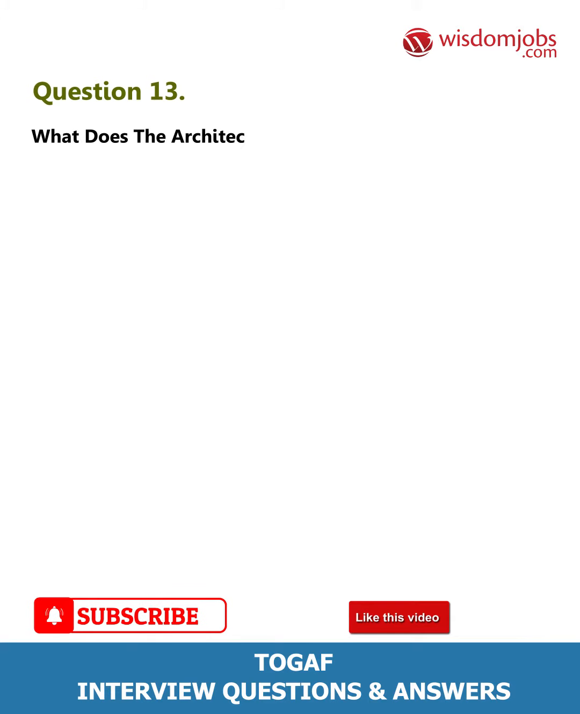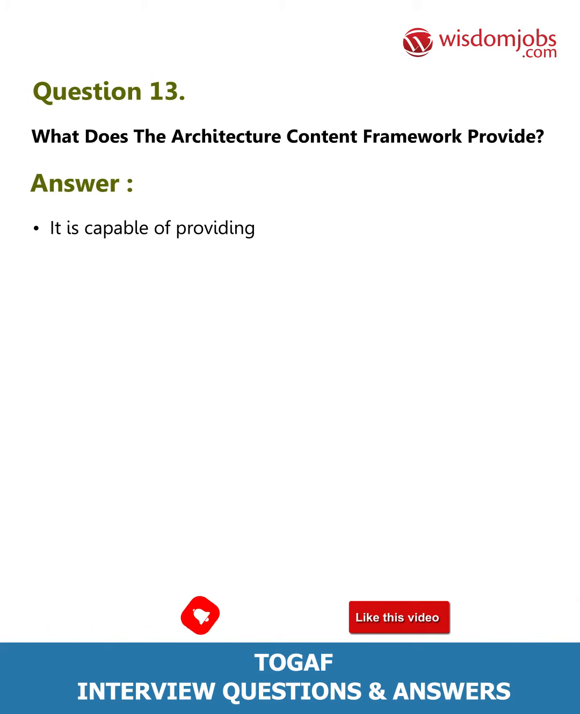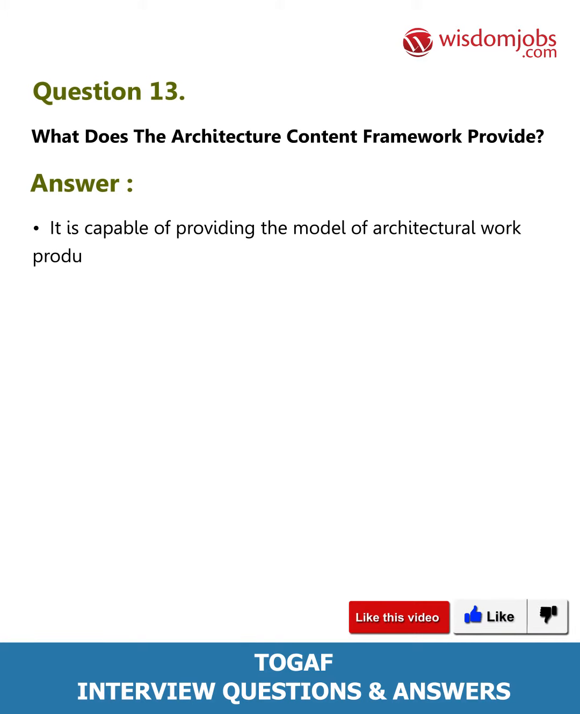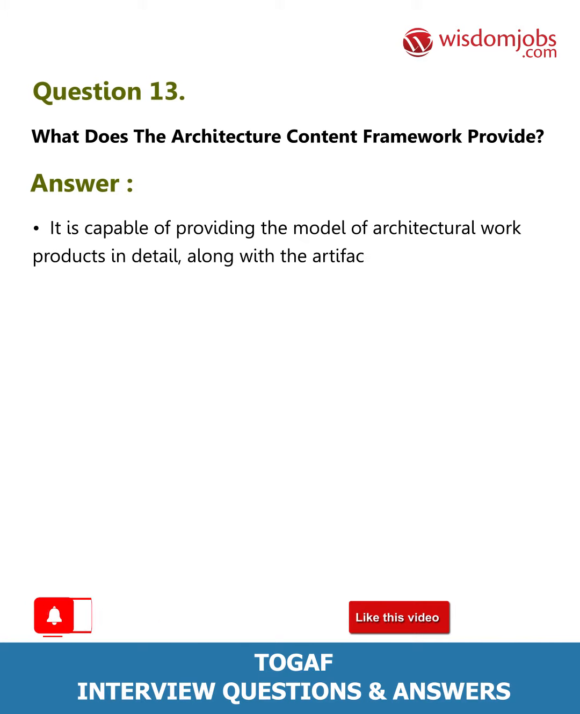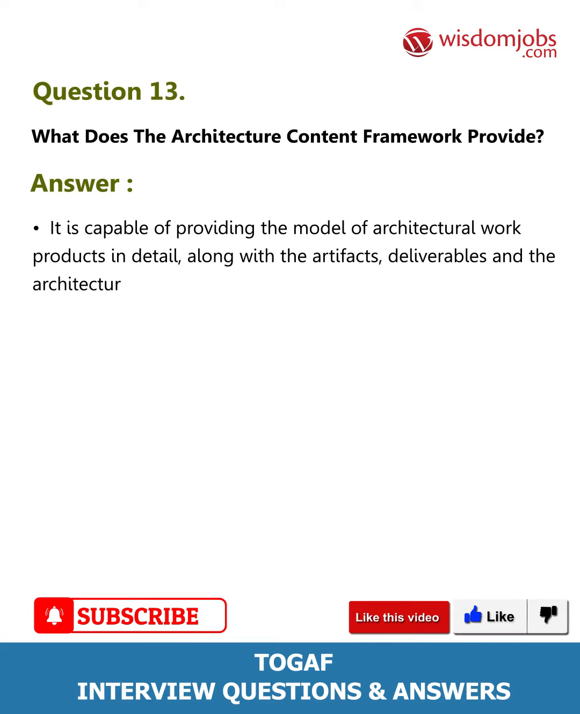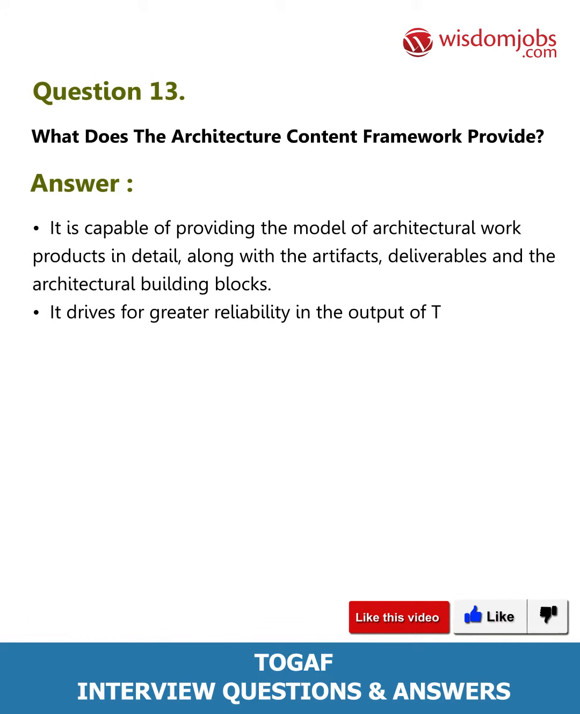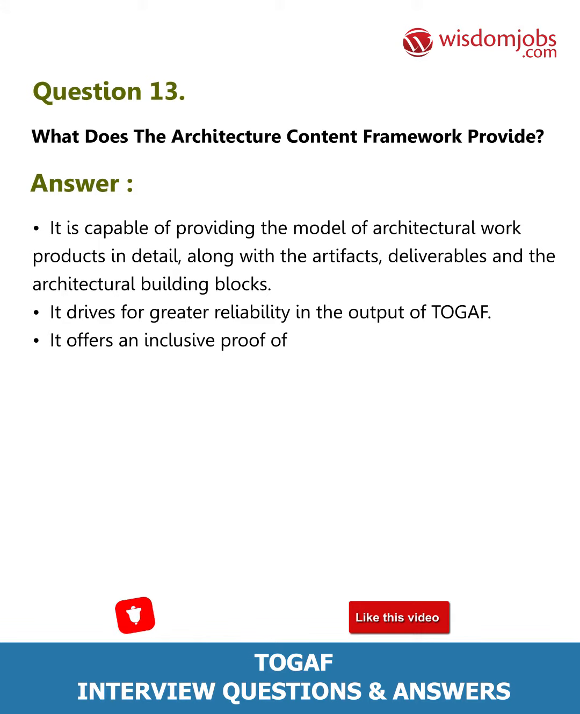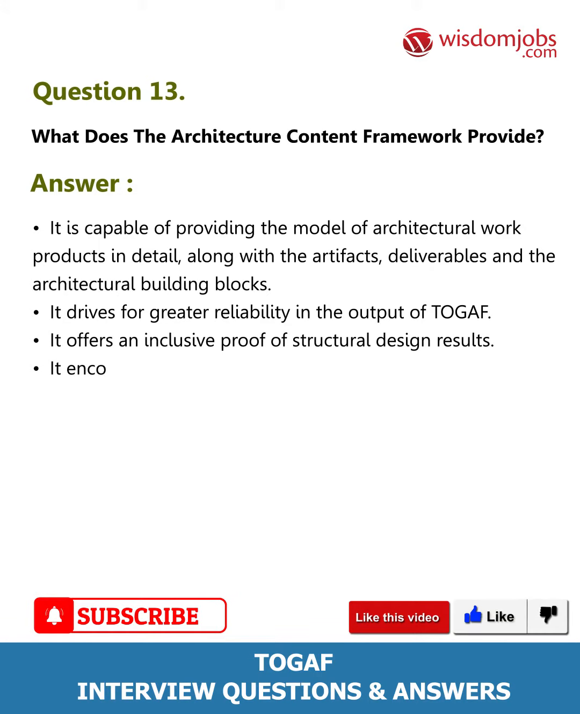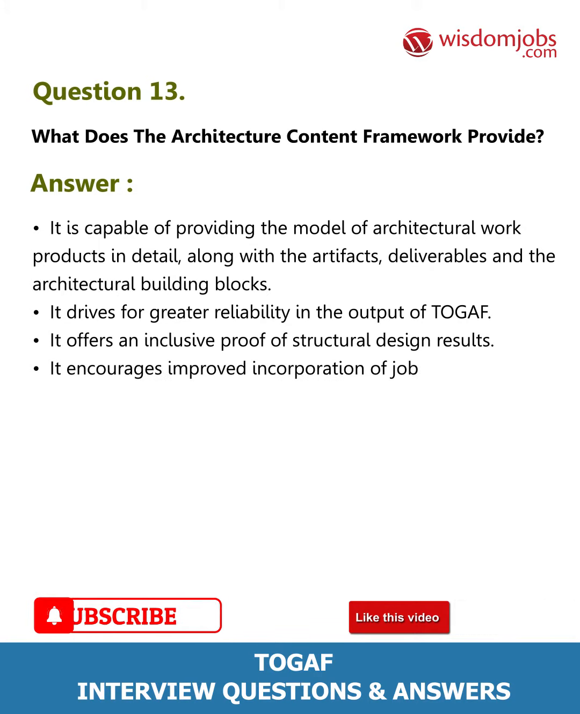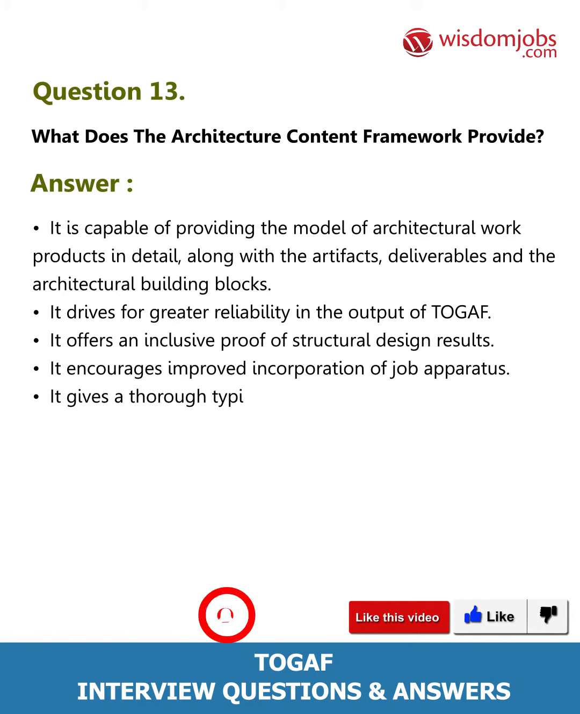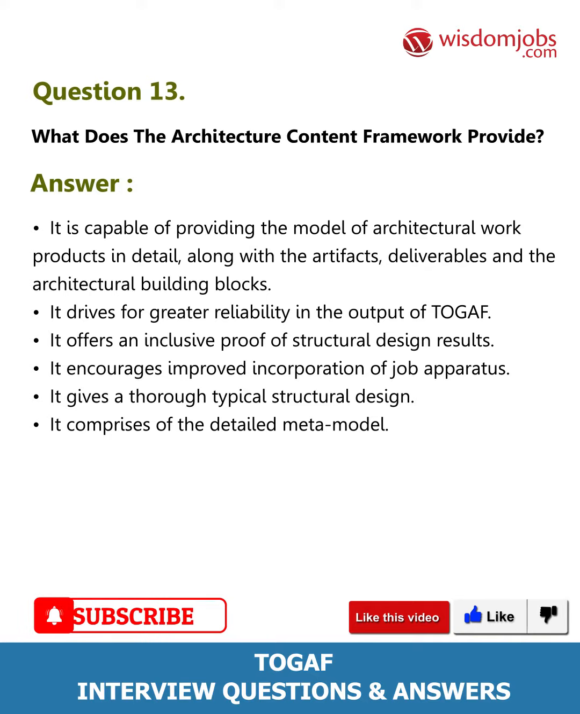Question 13. What does the architecture content framework provide? Answer. It is capable of providing the model of architectural work products in detail, along with the artifact deliverables and the architectural building blocks. It drives for greater reliability in the output of TOGAF. It offers an inclusive proof of structural design results. It encourages improved incorporation of job apparatus. It gives a thorough typical structural design. It comprises the detailed metamodel.